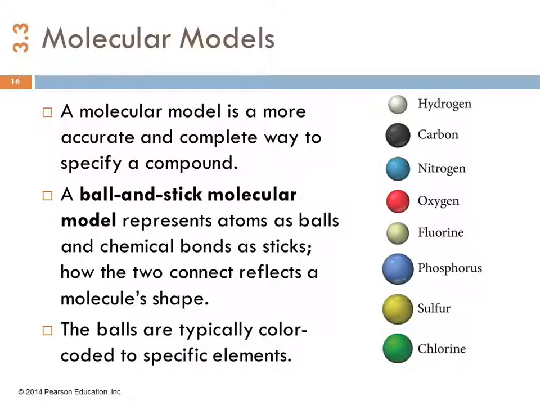So those are formulas. Those are used to represent molecules. We also use models to represent molecules. There's different types of models. Ball and stick. This represents atoms as balls, and the chemical bonds are sticks. And this helps us to see how they connect. And this is usually a three-dimensional molecule and helps us to see the shape. The balls are usually color-coded to specify which element they are. This is not a universal color code, and you don't need to memorize it. But usually hydrogen's white, and carbon's black, and oxygen's red, and nitrogen's blue. We see this very commonly here.